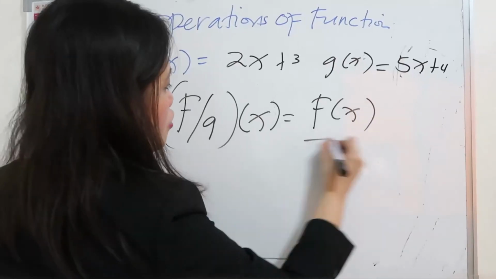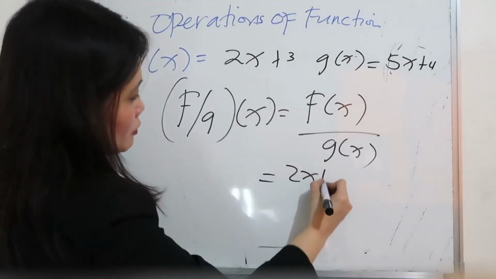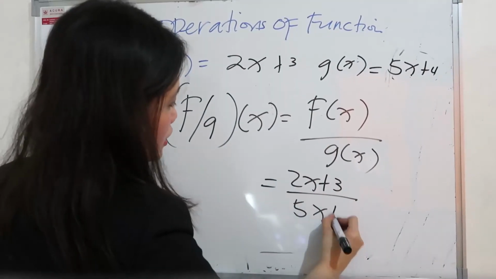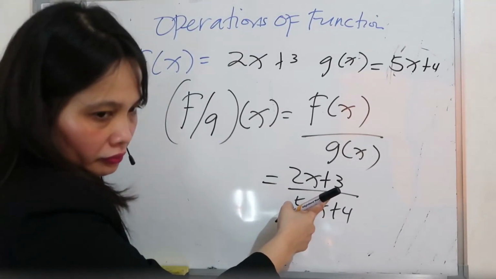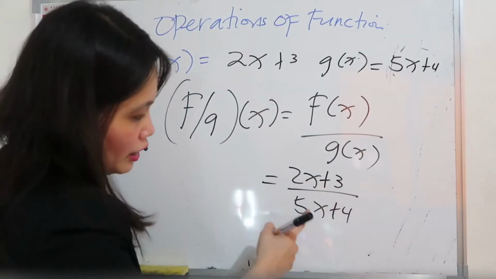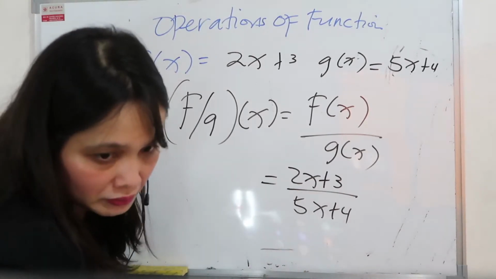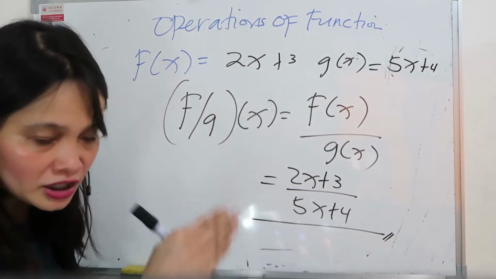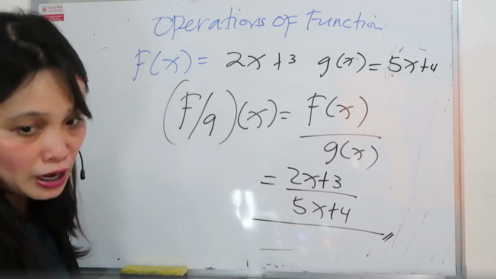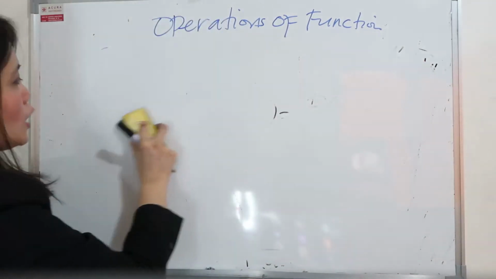Okay, f of x over g of x. So that will be 2x plus 3 over 5x plus 4. Can we still simplify 2x plus 3? We can't, right? And yung 5x plus 4, can we still simplify 5x plus 4? Hindi na. So that's it. It's your final answer. So that is the concept of quotient function. Okay? Quotient function. Next, what about composite function?